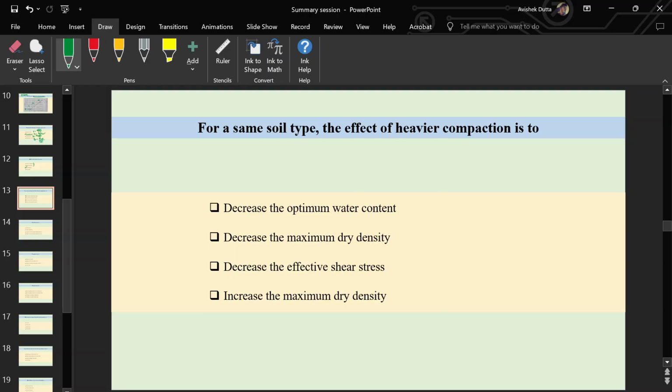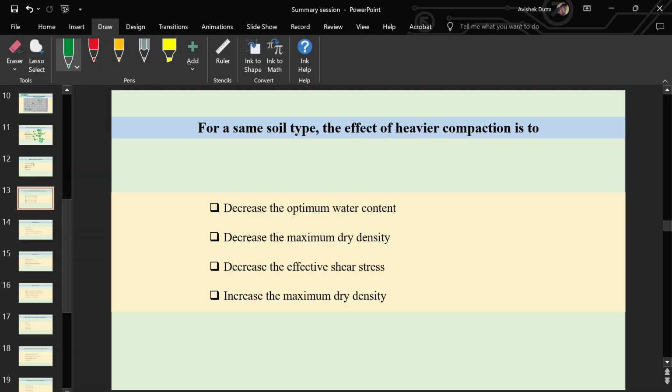So the other person in this meeting, do you want to correct this answer, or do you want to agree with this answer? Agree with this, sir. Yes, okay, because this is the correct answer. Decrease the optimum water content, yes, and increase the maximum dry density. So heavier compaction, how does it proceed?